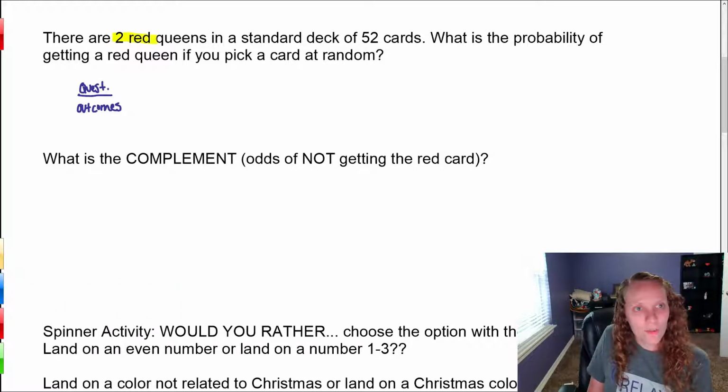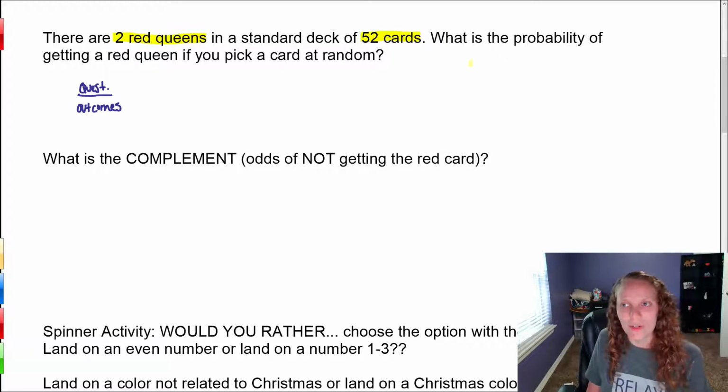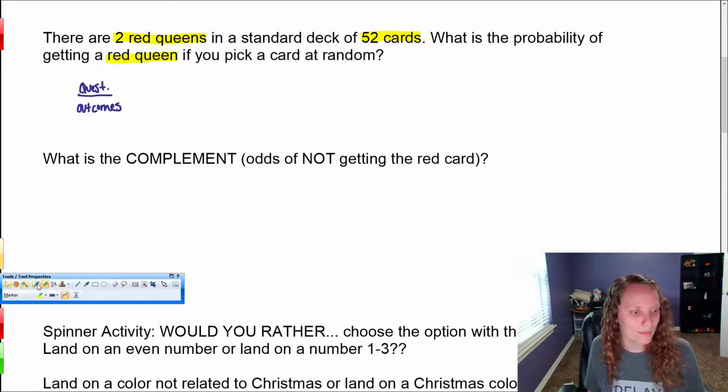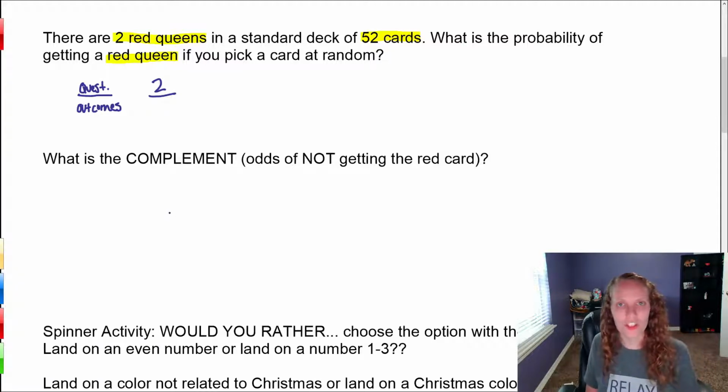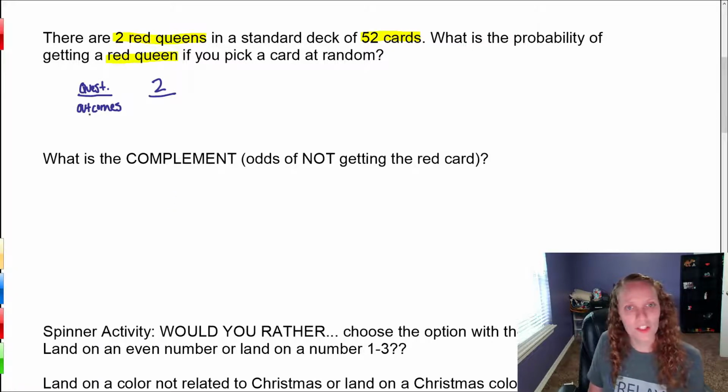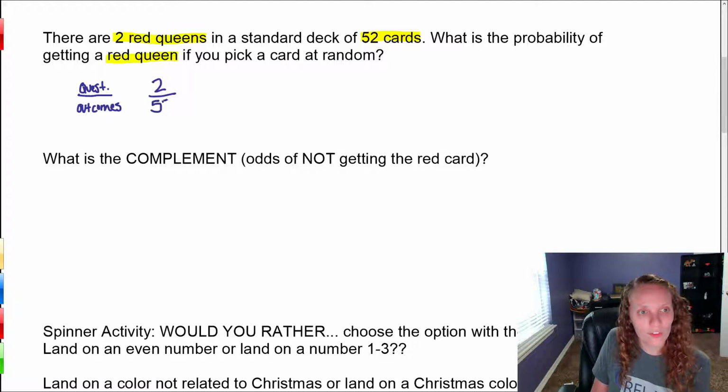So let's read it a little bit slower and highlight important information. I see that we have 2 red queens in a standard deck of cards, and there are 52 cards in that deck. What is the probability of getting a red queen if you pick a card at random? So they're all mixed up. We're going to close our eyes, we're going to choose a card, and figure out the probability of selecting a red queen. Well, the question's asking for a queen, and we know that there are 2 red queens. So the numerator from the question is 2. And then the denominator is the total outcomes. Well, there's 52 different cards in that deck. So we're going to put that over 52.